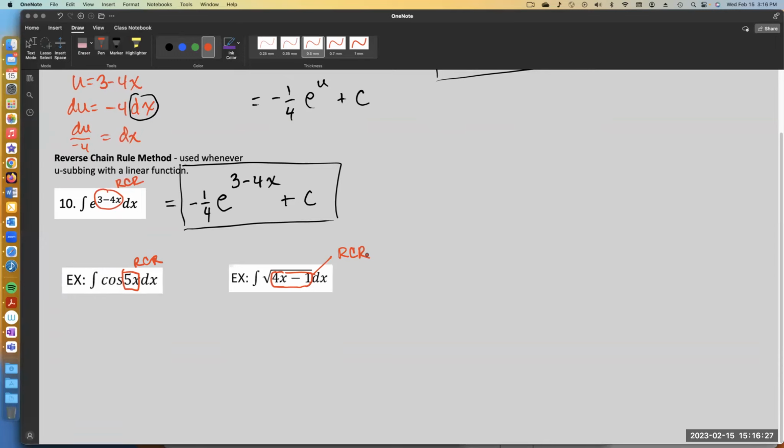All right. So can you tell me, I have to say that question again. Can you tell me how you got that -1/4 using RCR? Yeah. So what is the derivative of this exponent? If we have 3 minus 4x, what's the derivative of that? -4. Yep. And so RCR says that you divide by whatever that derivative is. Oh, okay. Yeah. So that's what this is right here. This is division by -4. Does that make sense? Yes.